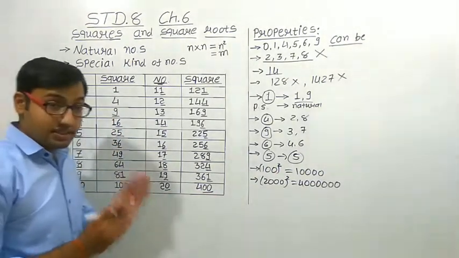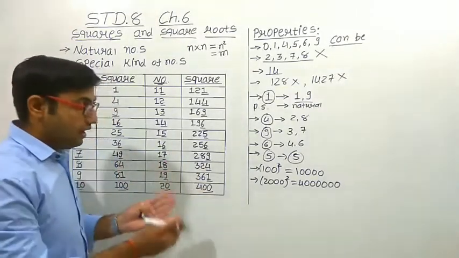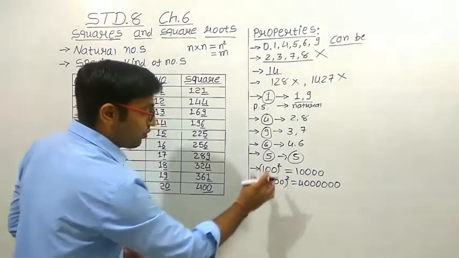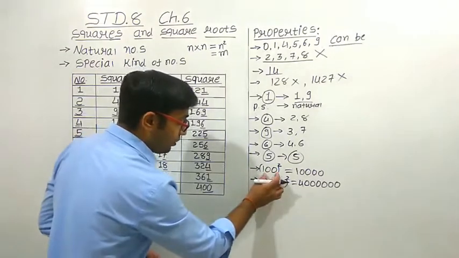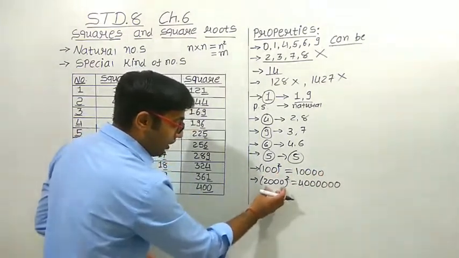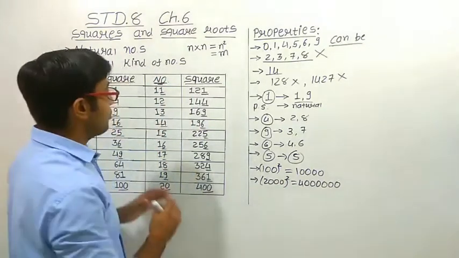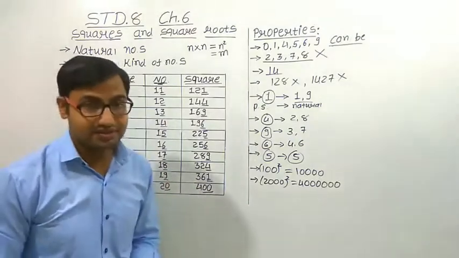So whenever there is a 0 at the unit place and we want to find the square, we have to double the number of zeros. We have to put double the zeros that we have been given in the number. Here we have 2, we have to put 4. If we have 3 zeros, we have to put 6 zeros. Okay, so these are all the basic properties of square numbers.